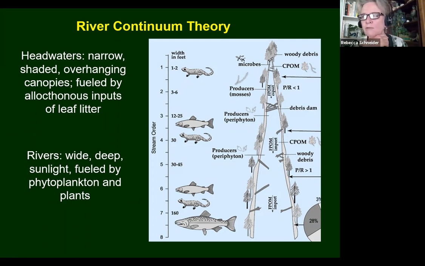So we go from being a headwater stream that is narrow, shaded with an overhanging canopy, fueled by inputs of leaf litter, and that process is called allochthonous. And then as we get further down, the river becomes wide, deep, receives lots of sunlight, and is fueled by phytoplankton, algae, and plants.